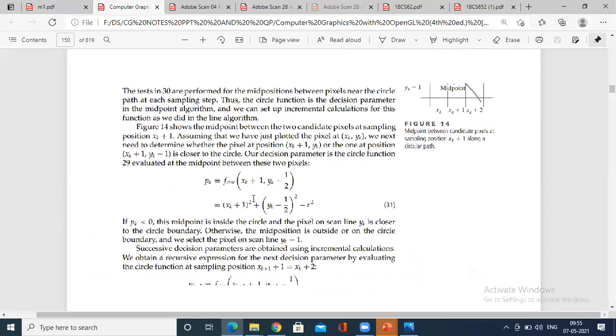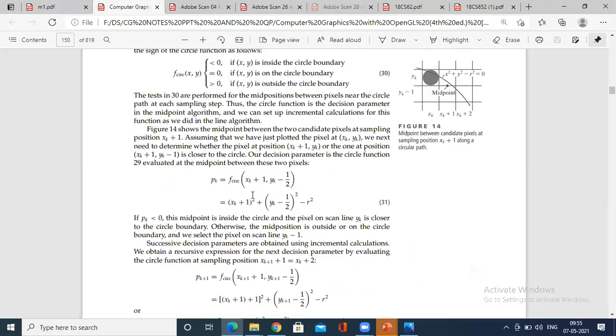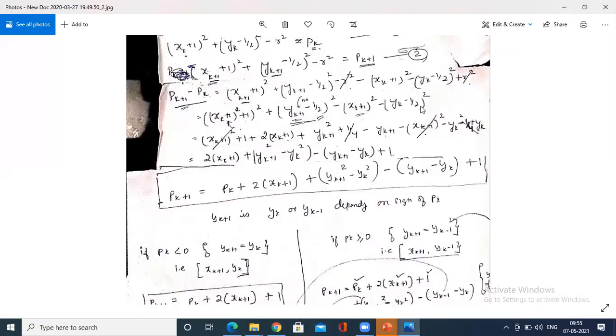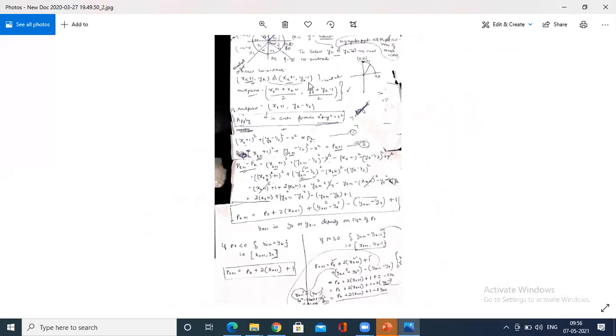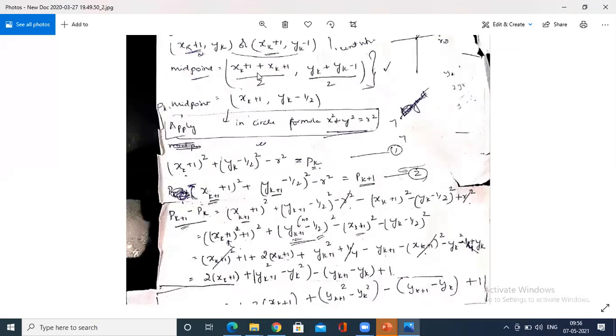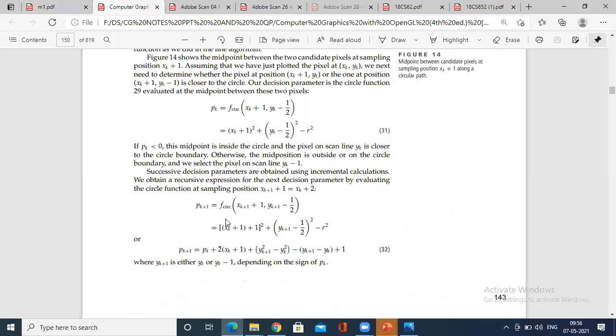Same thing. I hope all of you understood how I got pk for this circle, xk plus 1, yk minus, that is finding the midpoint, same as I have shown you. So here xk plus 1, xk divided by 2, applying this into the midpoint, x square plus y square minus r square, you will get this. Clear? And you get pk plus 1 also.